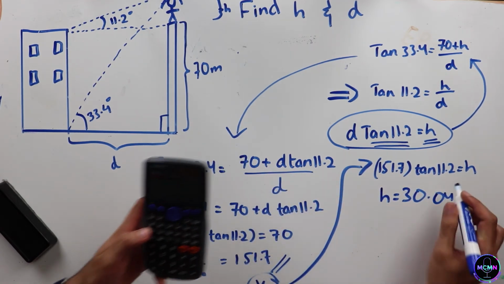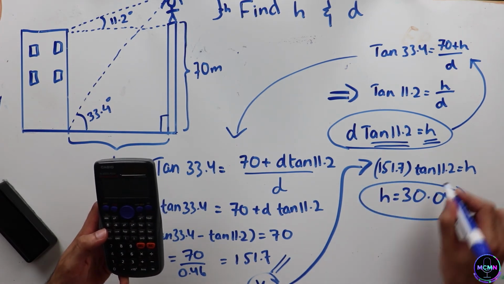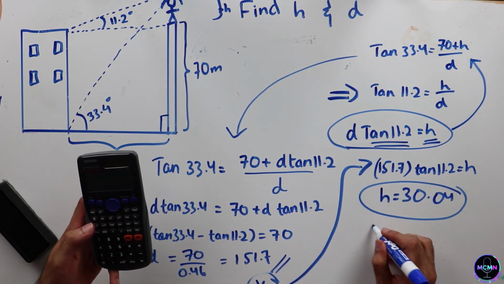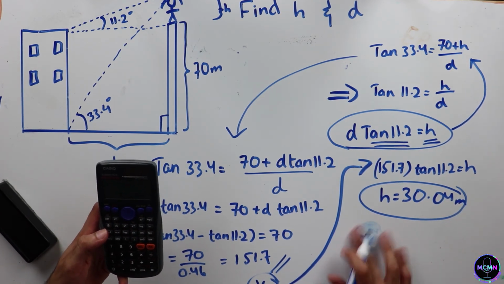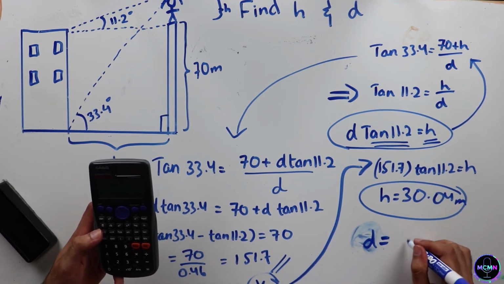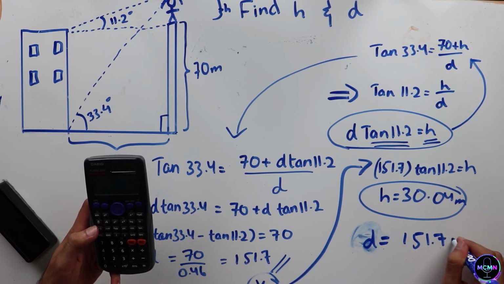And there I have both my variables. Height is equal to 30.04 meters. And the distance represented by d would be 151.7 meters. SOHCAHTOA at its very finest.